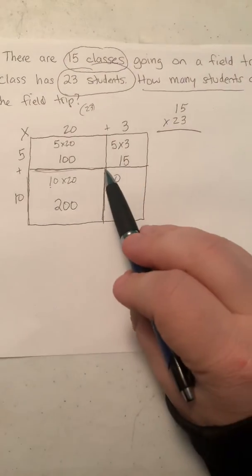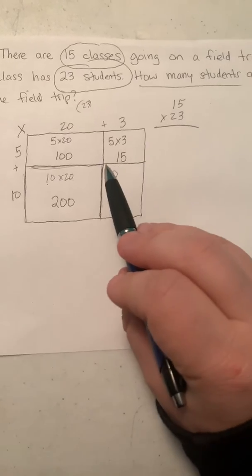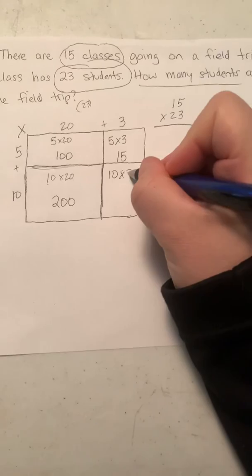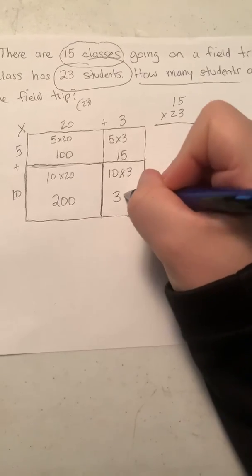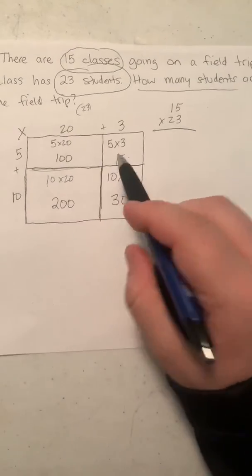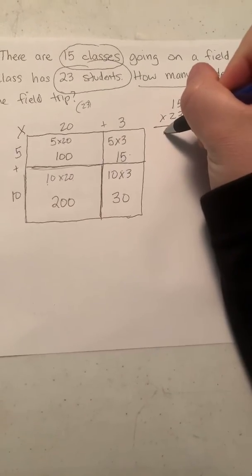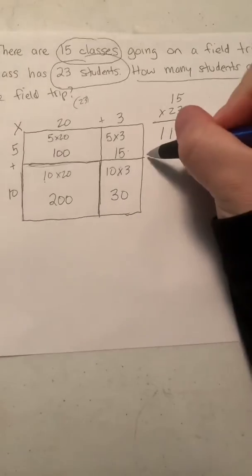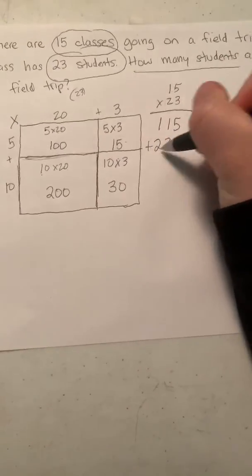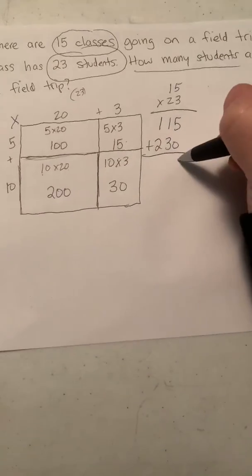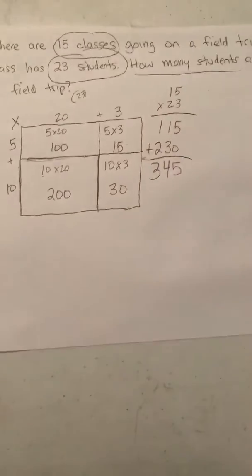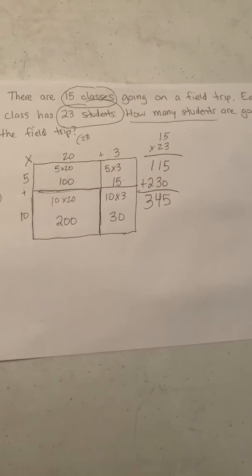And last but not least, my last box, which is 10, right there. This line is the same as up here. So it's going to be 10 times 3. And I know that's 30. Okay. Now I'm going to add these two. That makes 115. I'm going to add the bottom, which is 230. Going to add those together. It's going to give me 5. 1 plus 3 is 4. And 1 plus 2 is 3. That's going to give me 345.